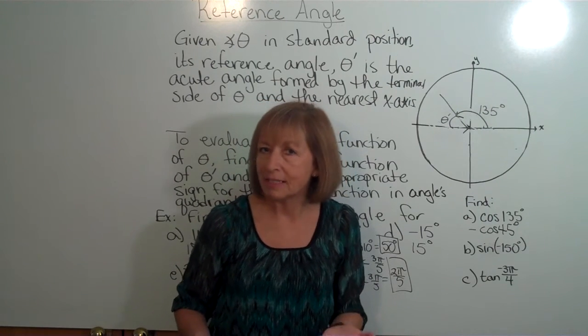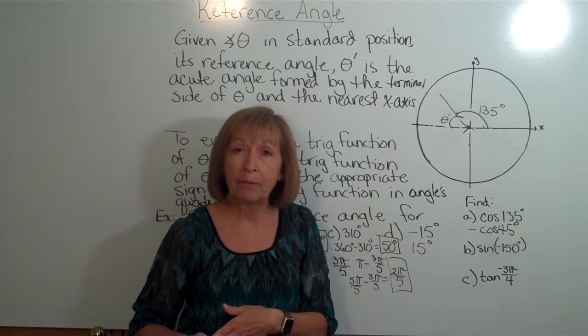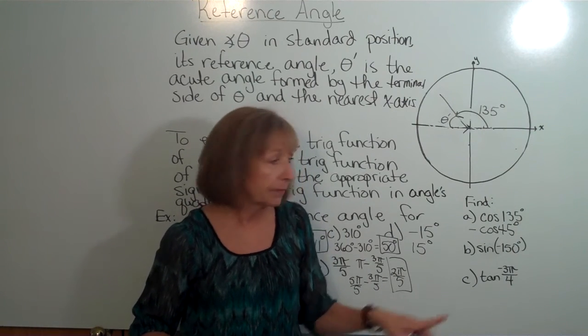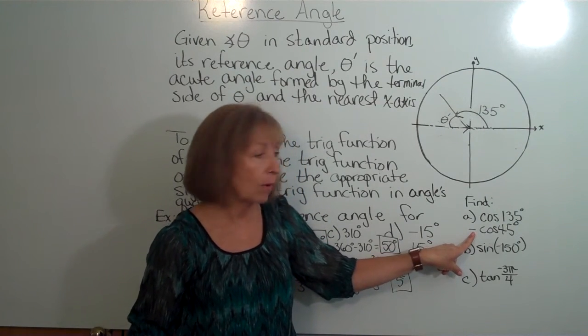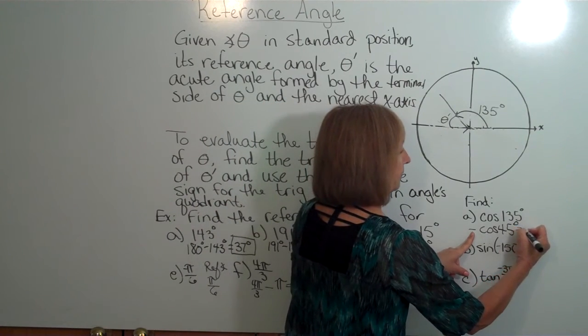Now 45 degrees is one of our nice angles, and the cosine of 45 degrees, you'll remember, is the square root of 2 over 2. And because it's in the second quadrant, our ratio is going to be negative the square root of 2 over 2.